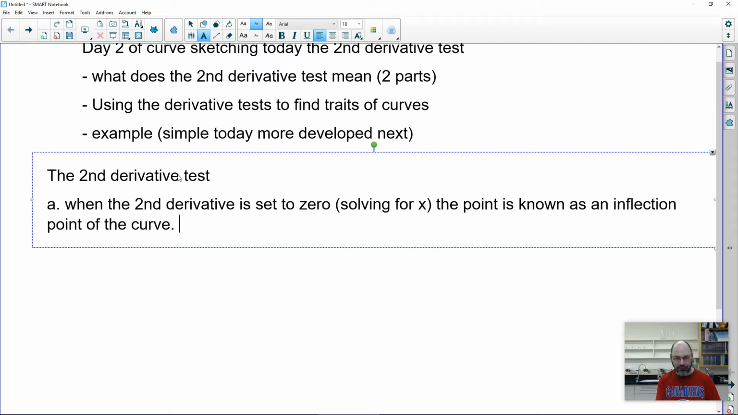Okay, and what is the inflection point of the curve? Well, that is the place on the curve where the concavity of the curve changes.